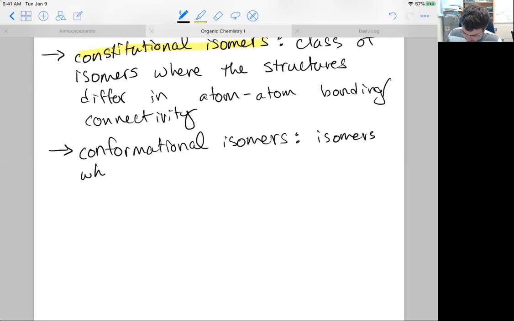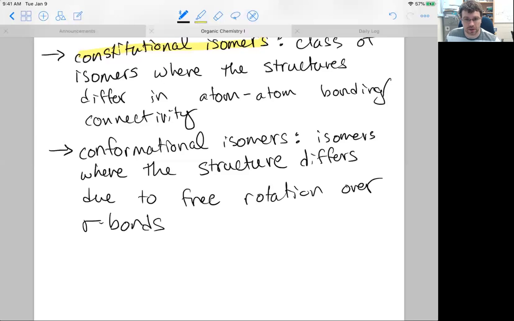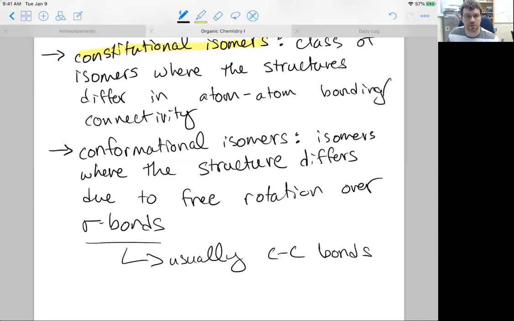Isomers where the structure differs due to free rotation over sigma bonds. So free rotation over sigma bonds. And these are usually, but not always, just usually, CC bonds. But they're always sigma bonds, never pi bonds, because pi bonds don't undergo free rotation.